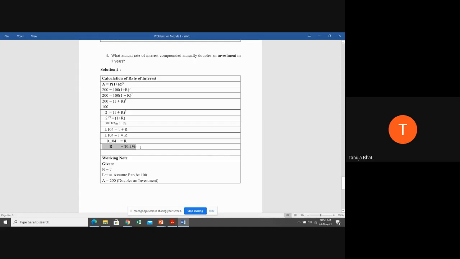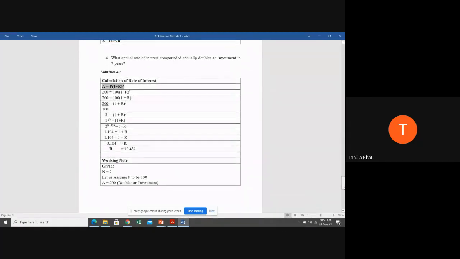So this is the way you need to calculate the interest by using the same formula depending on what values are given in the problem. So did everyone understand problem number 4? Yes, students? Did everyone understand problem number 4? Yes, ma'am. Okay.